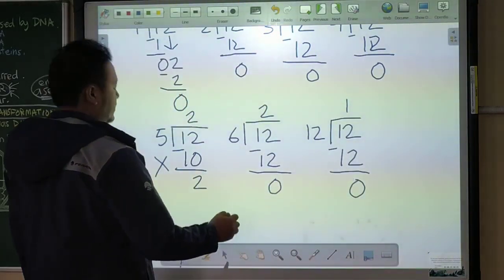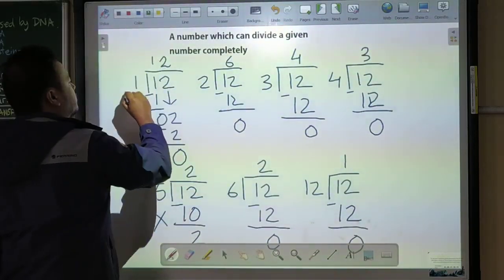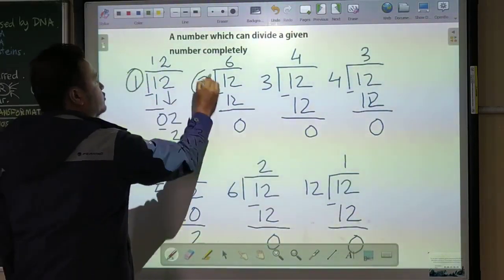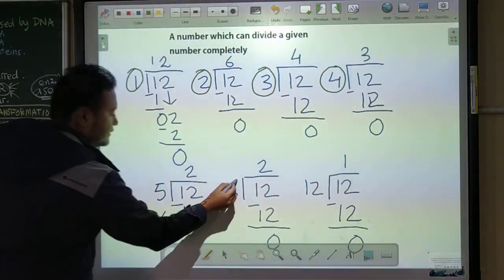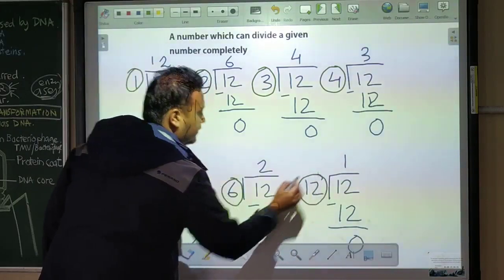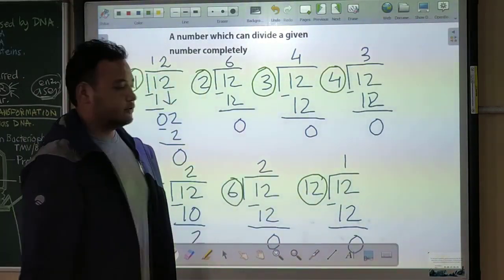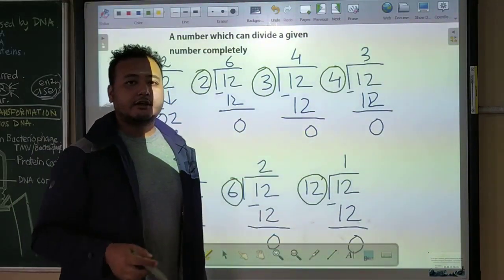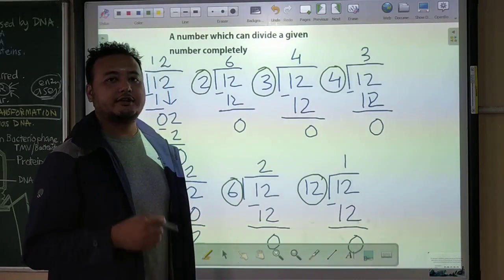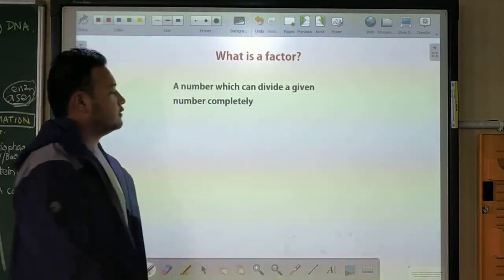So all these numbers, that is 1, 2, 3, 4, 6 and 12, they divide 12 completely, giving the remainder 0. So those are known as factors of 12. So what is a factor? A factor is a number which can divide a given number completely.